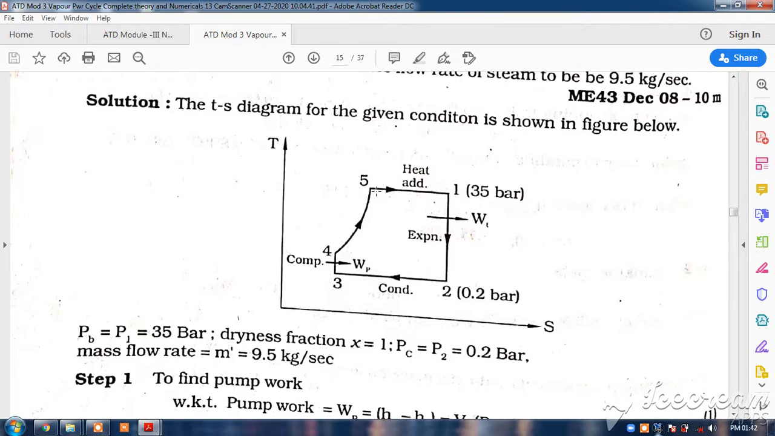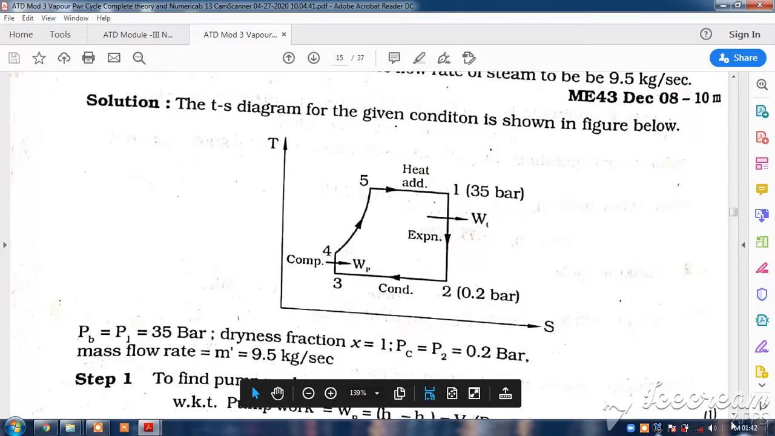Like this is 35 bar line and this is 0.2 bar line, that is condenser pressure, this is boiler pressure, and here this is the turbine work H1 H2, this is the condenser, from turbine to condenser, from there this is a pump, then this 4 5 1 is the heat addition. Okay, again H1 minus H2 is the turbine work, H2 minus H3 is the condenser heat rejection, H3 H4 that is the pump work, H1 minus H4 is the heat addition.